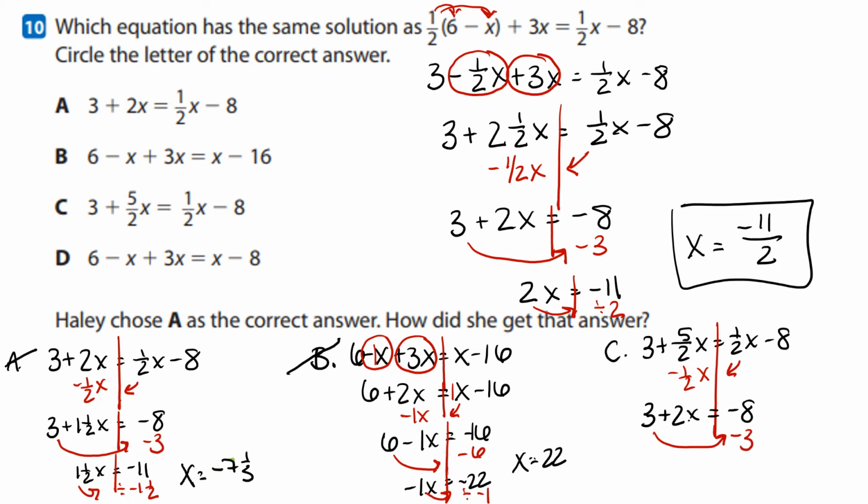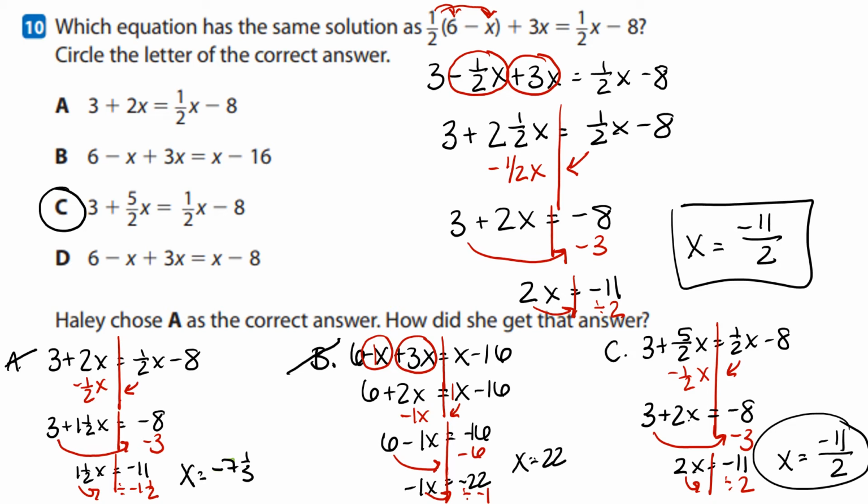We do the opposite of 3. We do a minus 3. Negative 8 minus 3 is negative 11. And then our last step is to divide. Negative 11 divided by 2 we cannot solve, so we leave it the fraction, 11 over 2, which is the same answer we got earlier, meaning C is the correct answer.